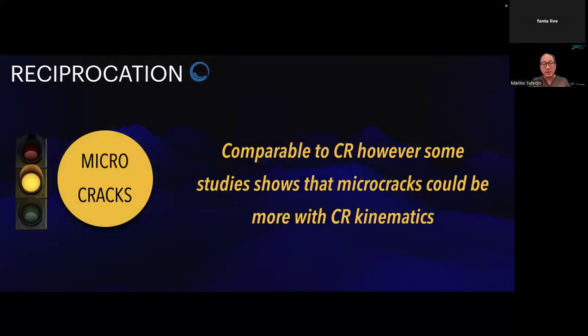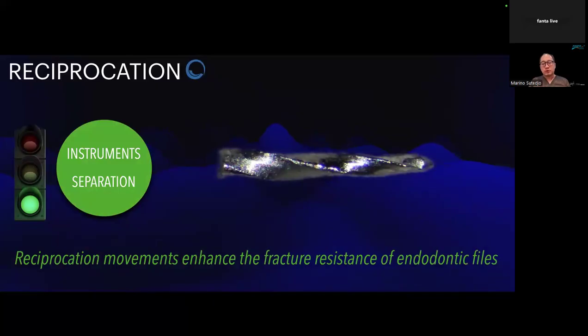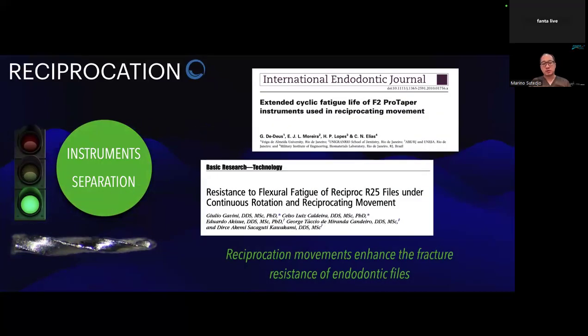In my opinion, they both have the same chance of creating microcracks. So, going back to what Schilder always mentioned to us, just maintain as small as practical. If we think the volume is there, we don't need to make it larger, in order not to create more risk of creating cracks. But one thing I think most of us have to agree on is that reciprocation will create less instrument separation because it enhances the fracture resistance of the endodontic files.